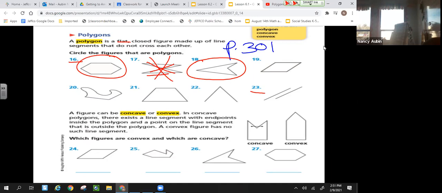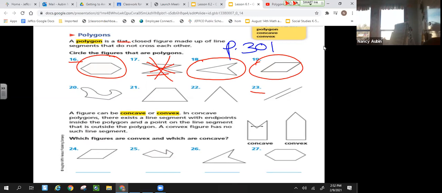You should have circled that. Yes, it does go in, but that's okay. It just means it's concave. It's a polygon that is concave. It has all straight lines. There's no curved lines, so it's a polygon. All right, stand up if you think number 19 is a polygon. Everybody should be standing. It follows the definition. What about number 20? Stand up if you think number 20 is a polygon.